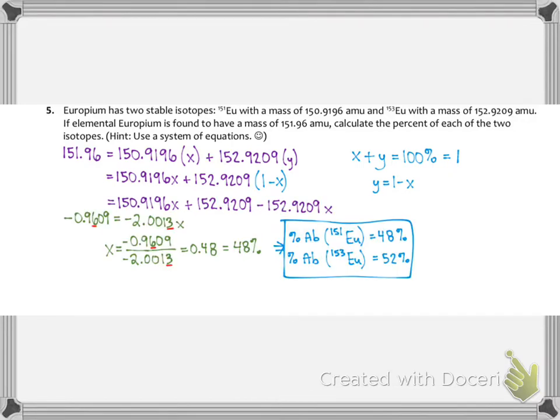And there you have it, a tasty bit of algebra and your final percent abundances, which are actually pretty close to each other.